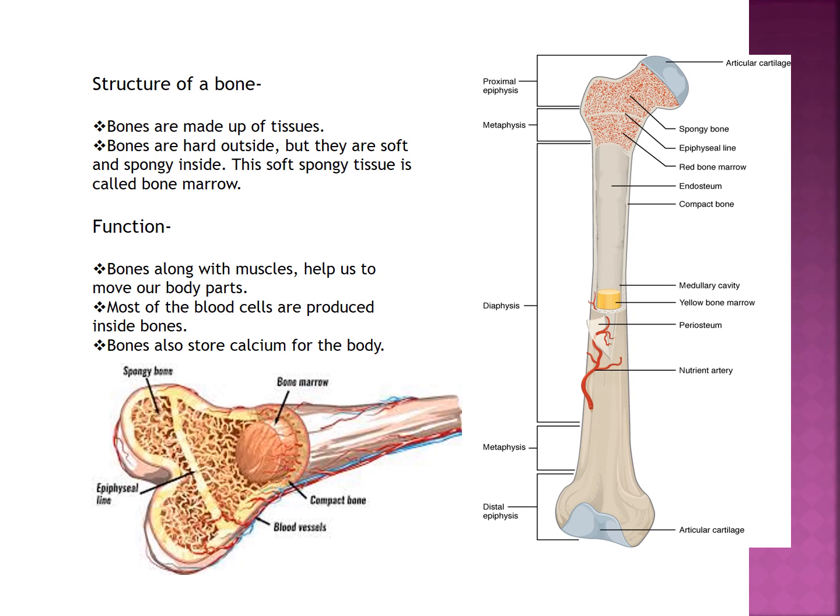Structure of a bone. Bones are made up of tissues. Bones are hard outside but they are soft and spongy inside. This soft spongy tissue is called bone marrow. As you can see in the picture given here below, the center part of the bone consists of bone marrow, and bone marrow is very important for our body as all the blood cells are produced here in this area.